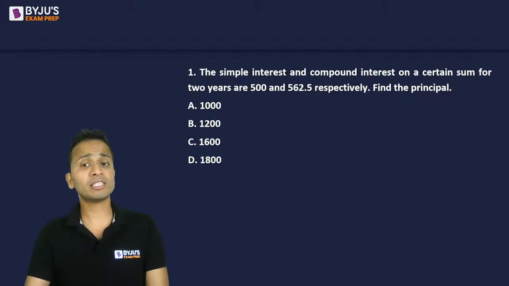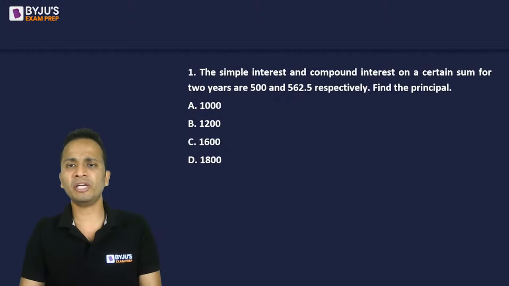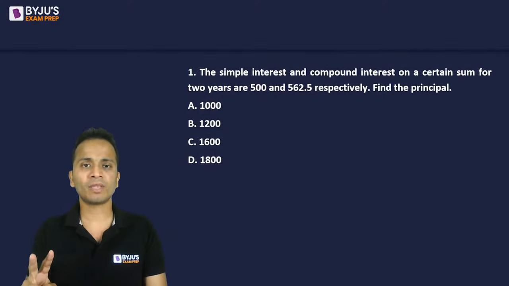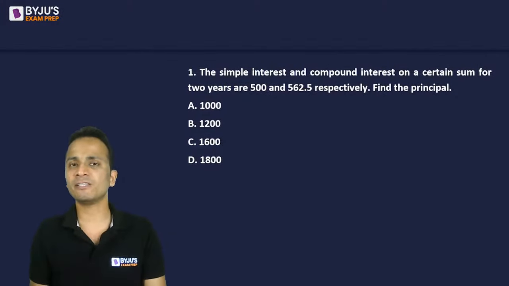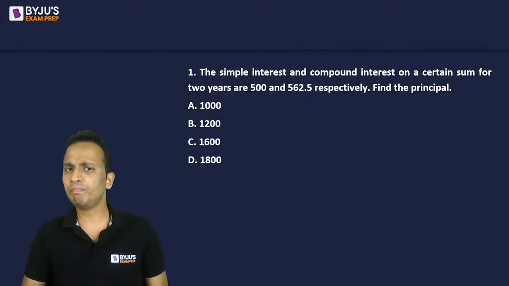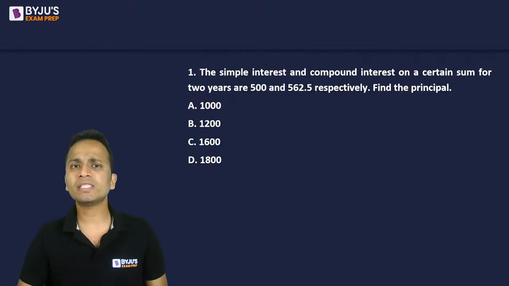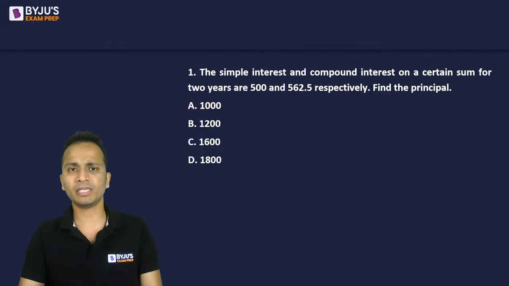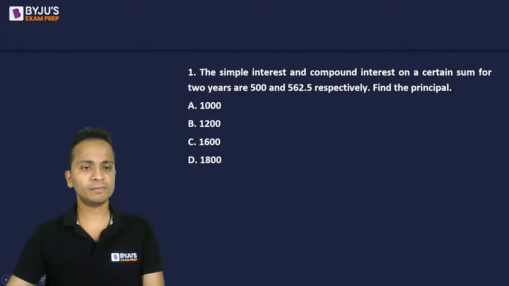This is a very simple question based on simple interest and compound interest. You are given simple interest and compound interest on a certain sum for 2 years as 500 and 562.5 respectively. You'll have to find out the principal. A very basic question that you will always see while solving the questions of simple and compound interest. Try to find out the answer for this one.